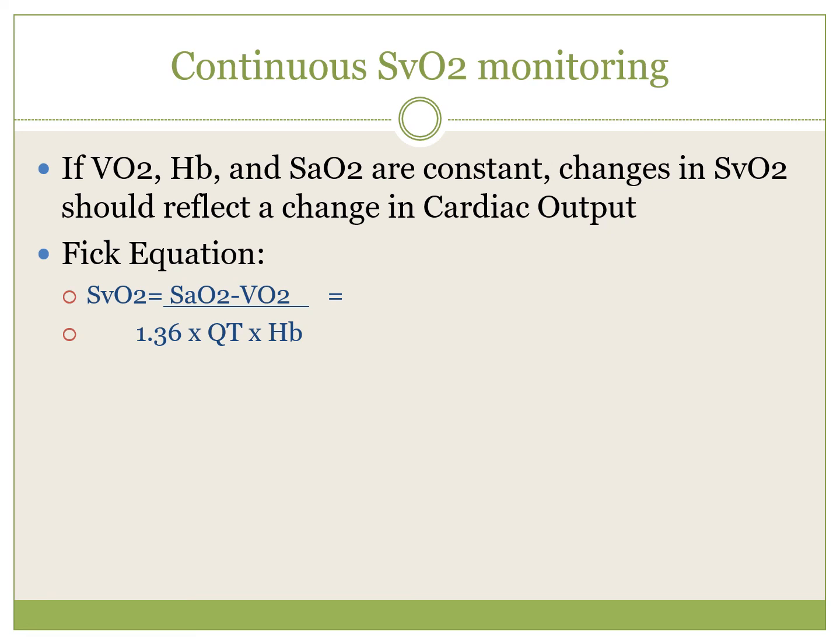So if your oxygen consumption, your hemoglobin, and your SATs are constant, changes in your SVO2 should be reflective of a change in cardiac output. Okay, this again can use another equation. Continuous SVO2 monitoring allows minute-to-minute assessment of total tissue oxygen balance, basically the relationship between oxygen delivery and oxygen consumption.